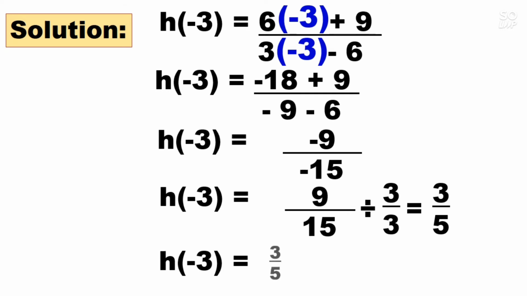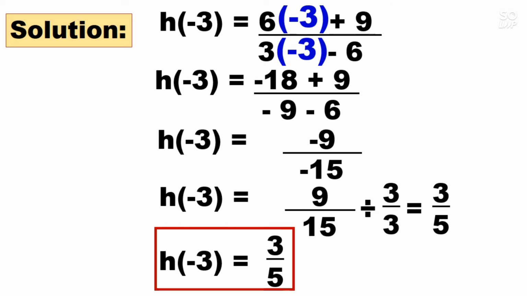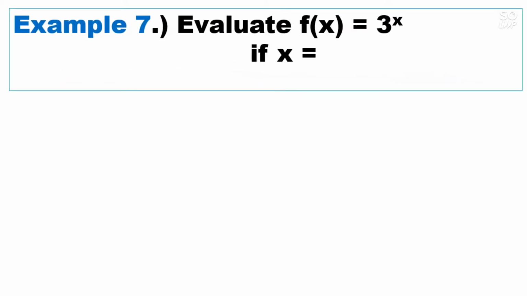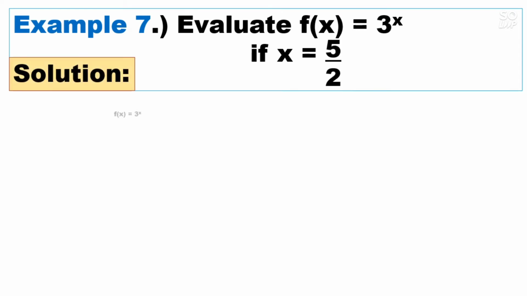And h of negative 3 equals 3 over 5. Okay, next we have number 7. Evaluate f of x equals 3 raised to x if x is 5 over 2. And we have the solution.